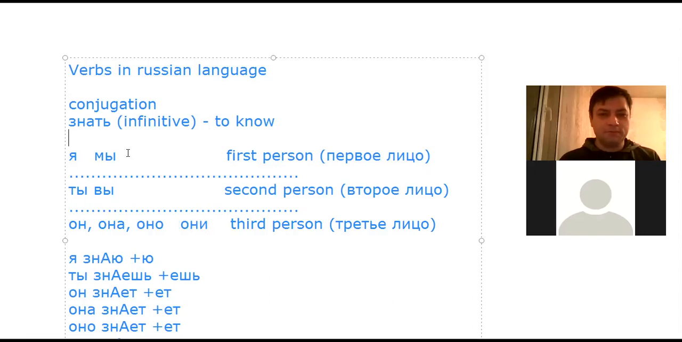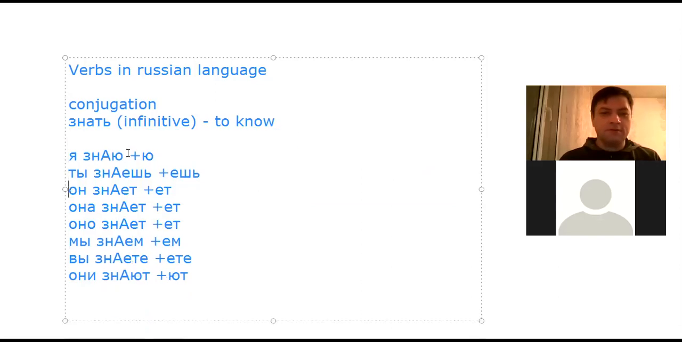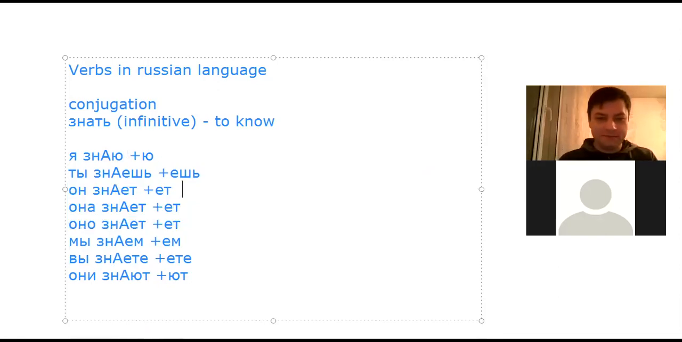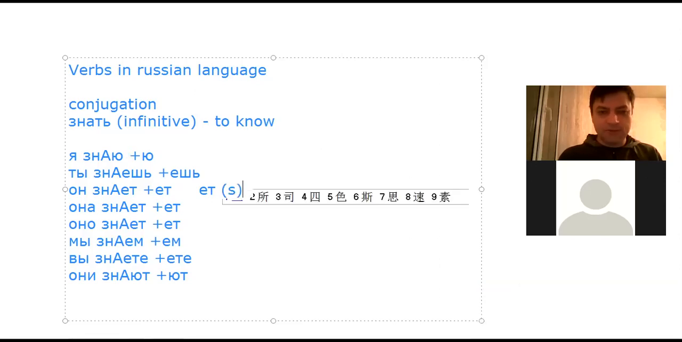Please note that in the present tense, the third person singular, they all have the same ending for the verb. This ending ет, ёт is equivalent to the ending s in English. For example, works. It's like the letter S in English, and in Russian it would be ет.